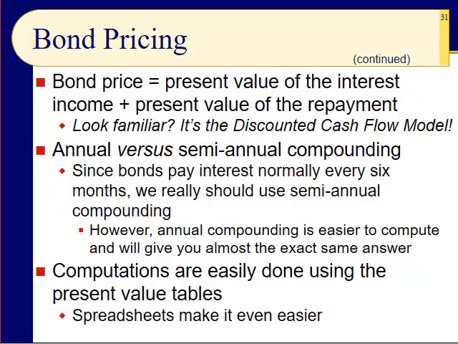So let's take a look at the model. The bond price equals the present value of the interest income. That's the stream of income we're going to get. And the present value of the repayment. That's the one-time repayment at the end of the maturity of the bond loan, of the $1,000. This is the discounted cash flow model, folks, except in the case of stocks, we were looking at the future stream of dividend payments, and then we were looking at the one-time sale of the stock at the end of the 3 to 4 or 5 years.